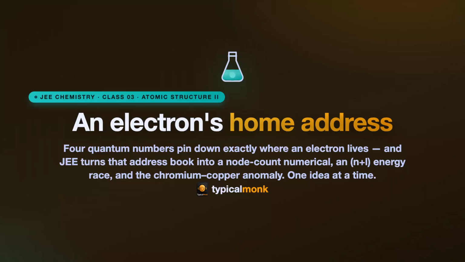When Sarah first heard this, she asked, if we cannot say exactly where the electron is, how can JEE ever build a numerical out of it? And that is exactly what today is about. We will turn that address book into a node count numerical. A race between 2 orbitals for who fills first, and the famous chromium-copper anomaly.